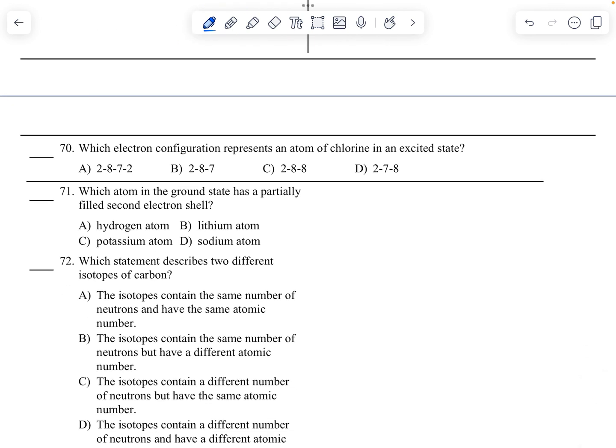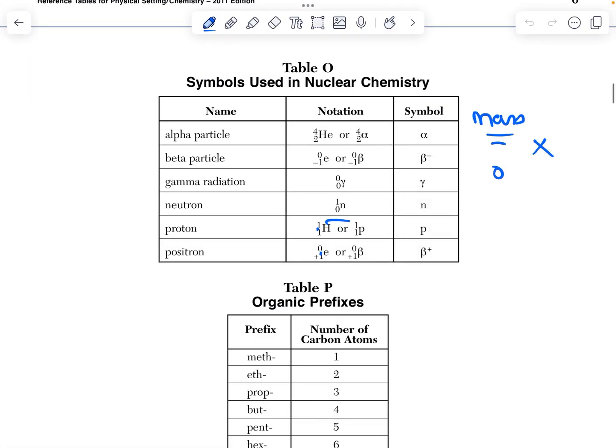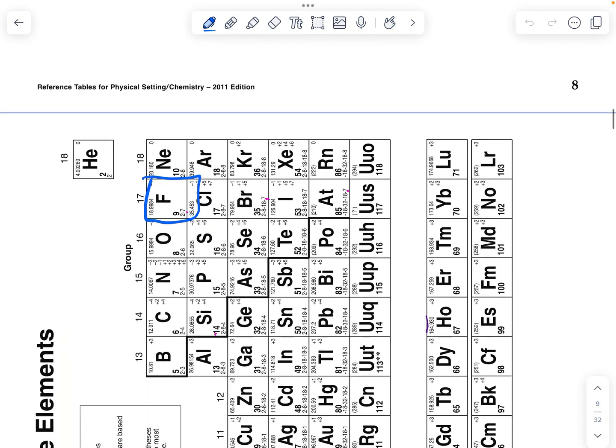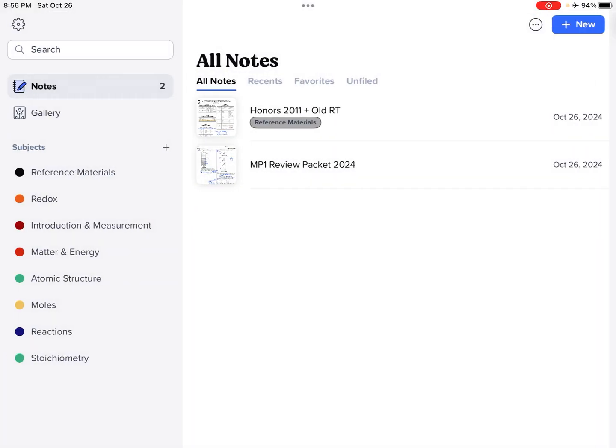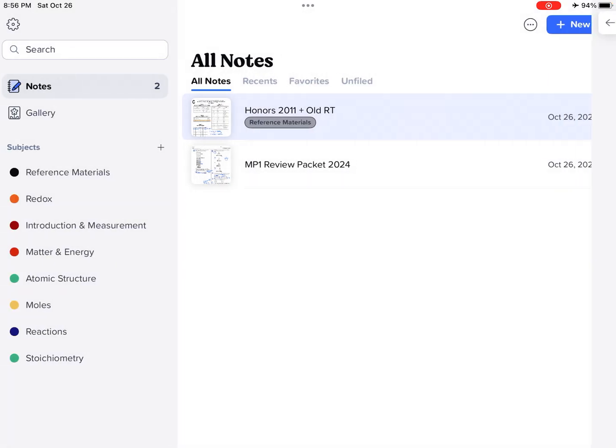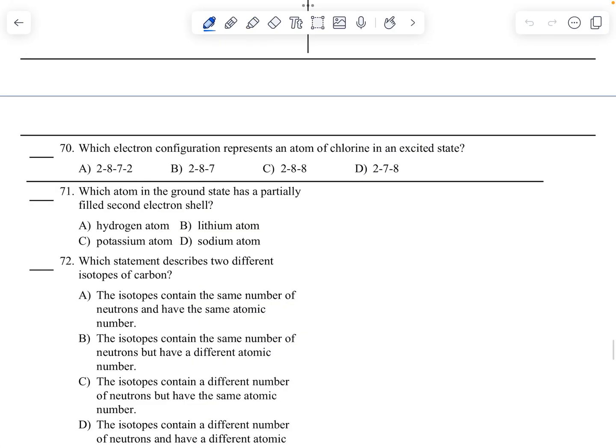An atom of chlorine in the excited state. So let's go to the periodic table and find chlorine. Chlorine has an electron configuration of 2-8-7. And you would be tempted to just say 2-8-7, but this is what we call the ground state. So we want the same number of electrons just shifted upwards. So we still need to have 17 electrons total. We just need to be shifting upwards.